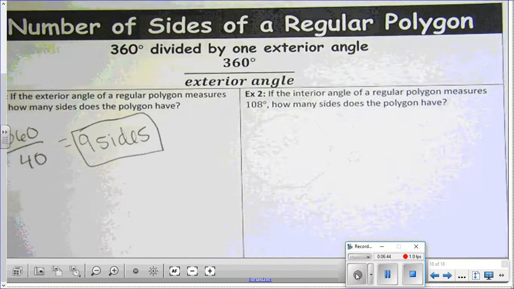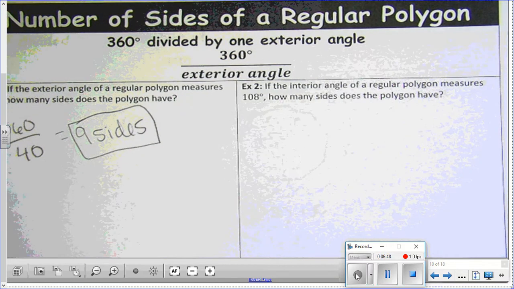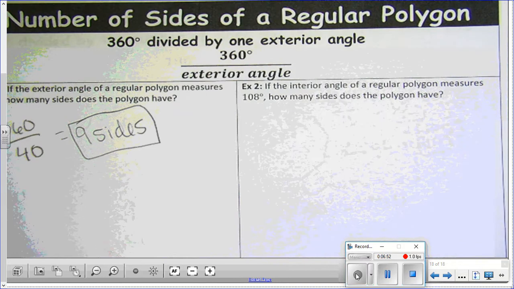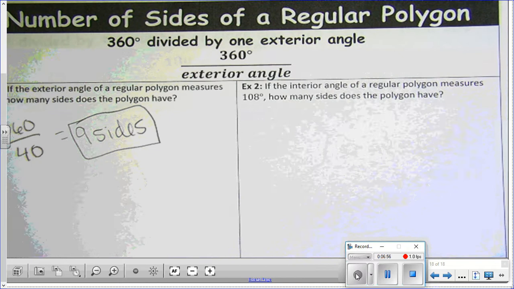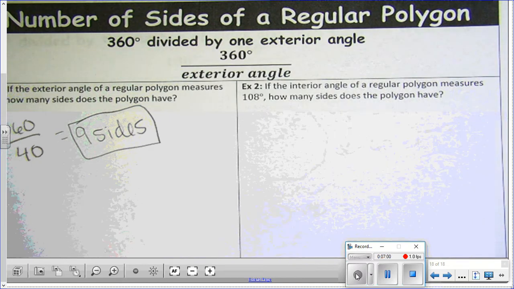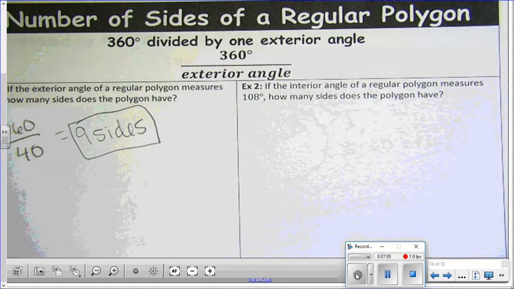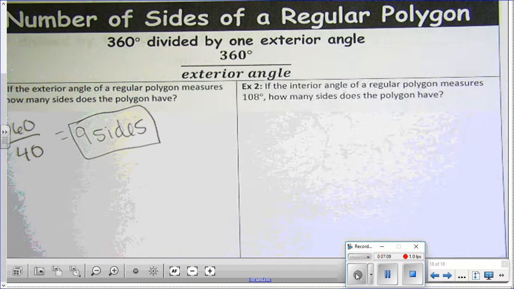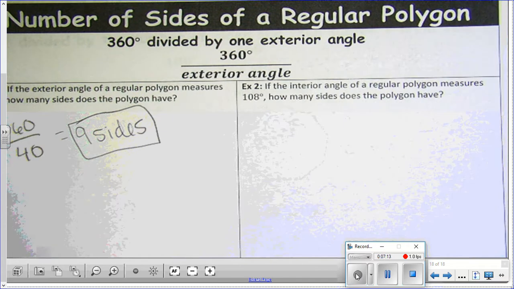Alright, so now if we look at example 2, it says if the interior angle of a regular polygon measures 108 degrees, how many sides does the polygon have? So what's the difference between example 1 and example 2? Okay, so the first one gave you an exterior angle, but the second one gives you an interior angle. But if you know the interior angle, can you find the exterior angle? Yeah. Okay, so you have to make sure you're paying close attention to which one they give you.